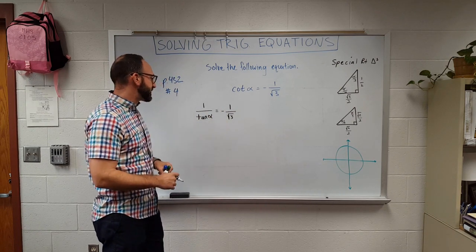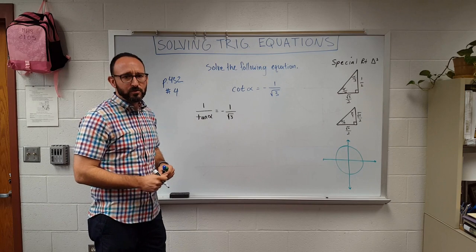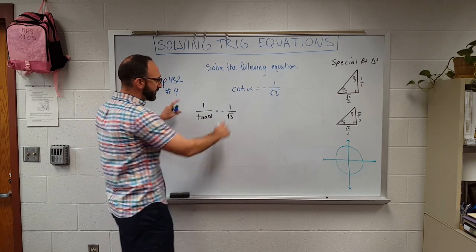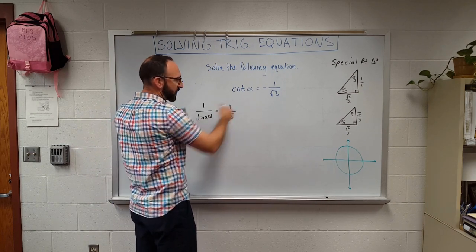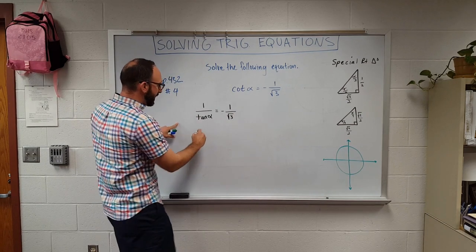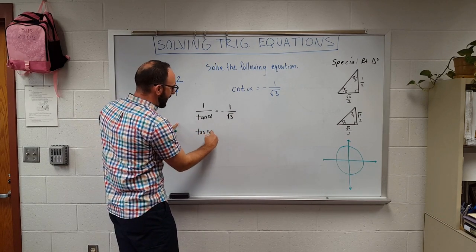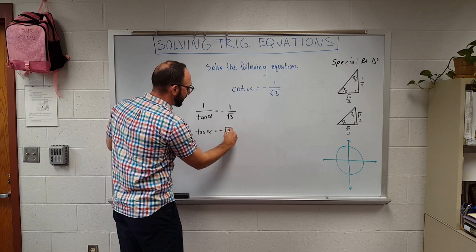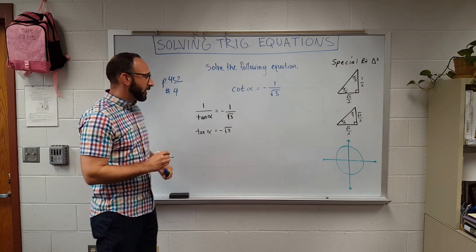The next thing I'm going to do is a little trick that you can use when you're dealing with proportions. I'm going to take the reciprocal of both sides of the equation, and that's going to leave me with tan alpha equals negative square root of 3.